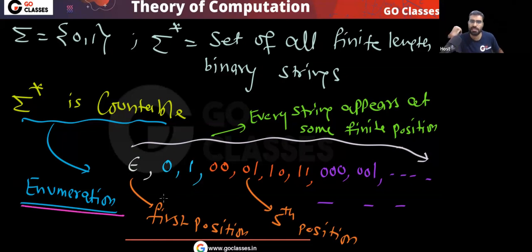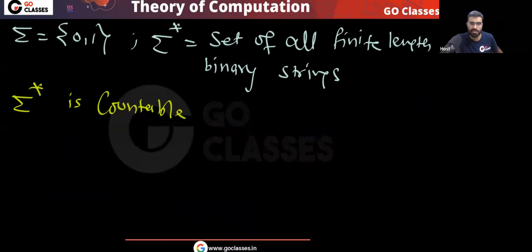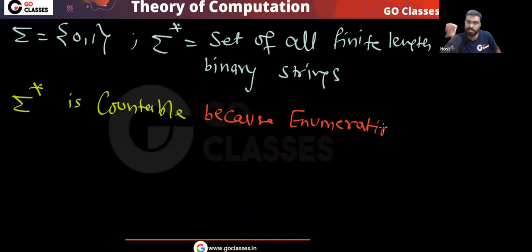You don't have to give a bijection. Yes or no? So because an enumeration exists, what can I say? This is countable, because an enumeration of sigma star exists. Yes or no? So very simple. Enumeration of sigma star exists. So that is the simple idea.